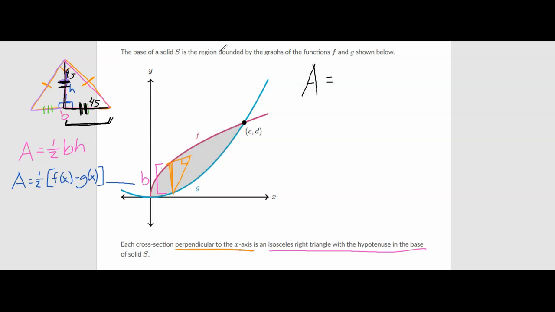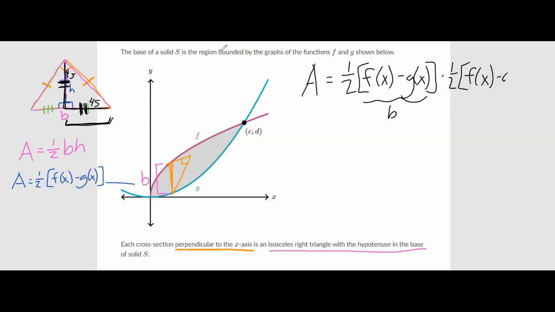So our area is equal to 1/2 times the difference of f and g. That is our base. Our height is 1/2 of this. So times 1/2 the difference of f and g. You could do a little simplifying here. This ends up just being 1/4 times the difference of f and g squared.